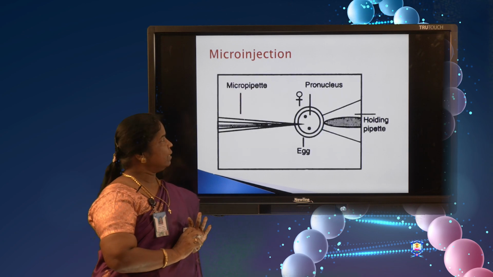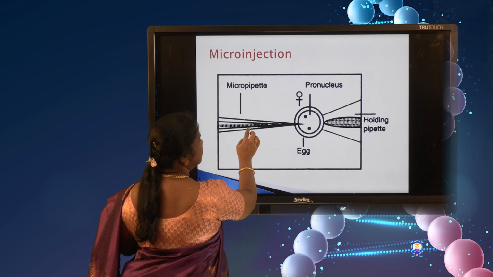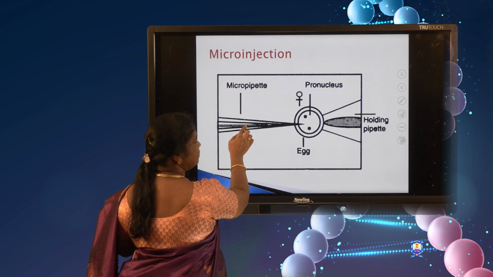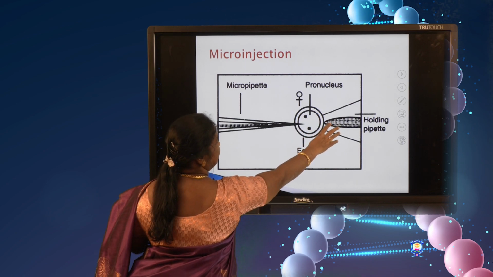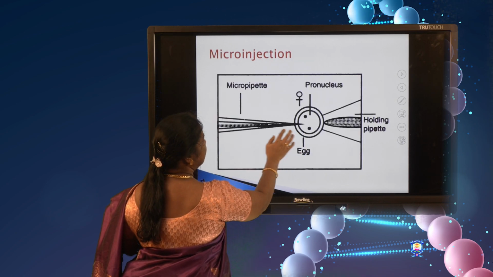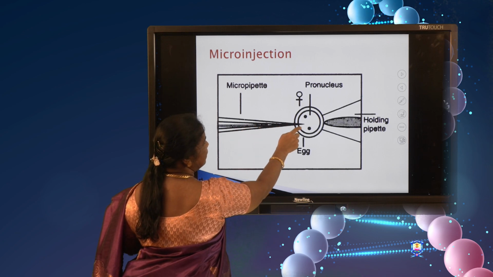This is a diagram for the micropipette. So this is the micropipette. Through this micropipette, we are introducing the foreign gene into the host cells. This is the cell which is held by the holding pipette. Through this micropipette, we deliver the foreign gene into the host cells.